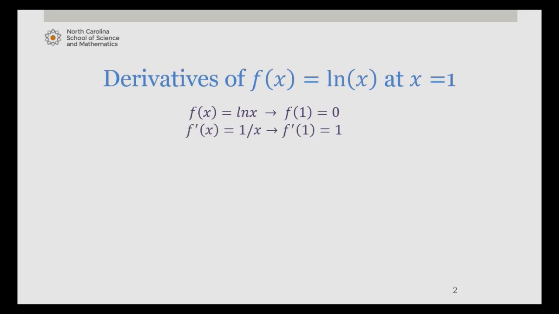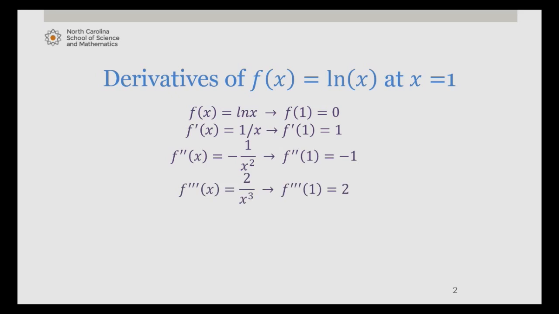The first derivative is 1 over x. Evaluated at 1 gives us 1. The second derivative is negative 1 over x squared. Evaluated at 1 is negative 1. The third derivative is 2 over x cubed. Evaluated at 1 is 2.